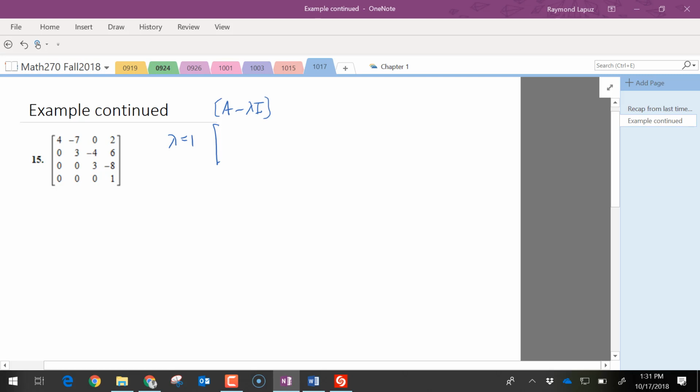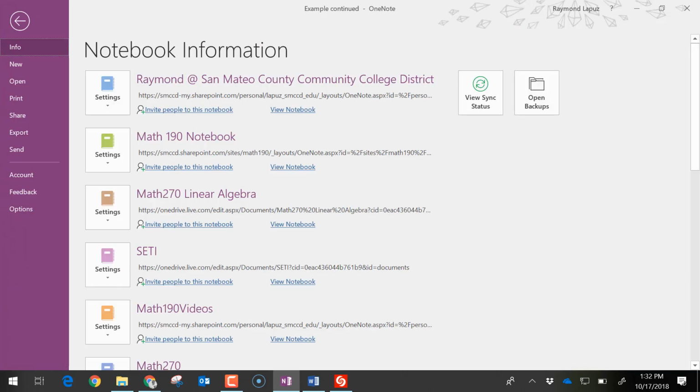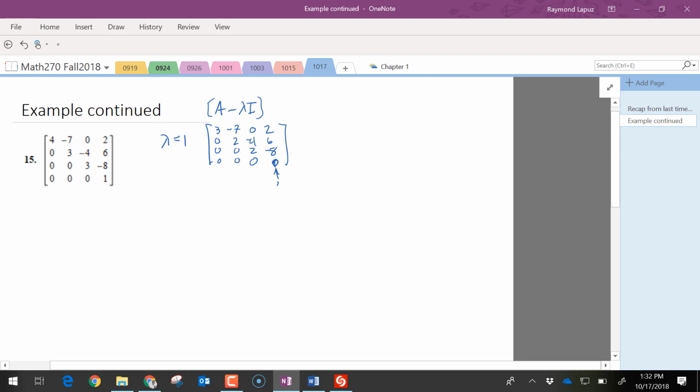And so 4 minus 1 is 3, minus 7, 0, 2, 0. 3 minus 1 is 2. And the last one is going to be 1 minus 1 is 0. So this is already in reduced form, right? Uh-oh. Here we go again. It's already in reduced form, so we have a free variable here.